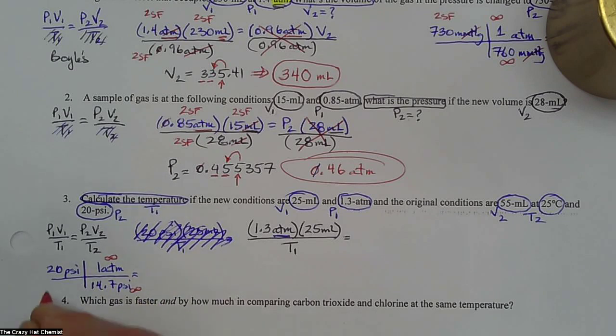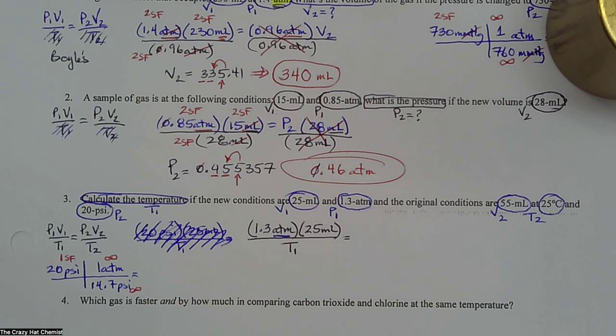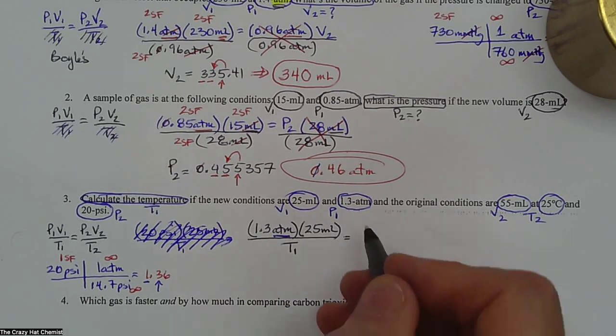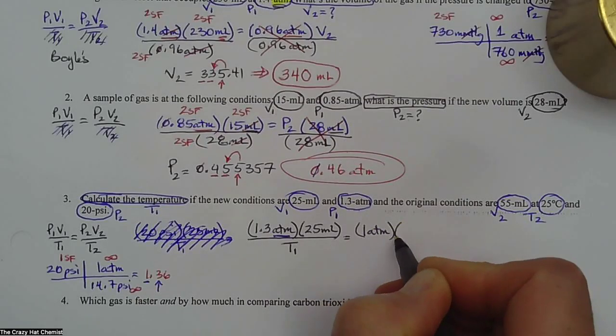This has an infinite number of significant figures. This has one significant figure right here. So 20 PSI times 1, that's 20, divided by 14.7, and that will be 1.36. I'm going to round that to one significant figure. I'm using that for rounding, so this is going to be 1 atmosphere, 1 ATM. That still has one significant figure.